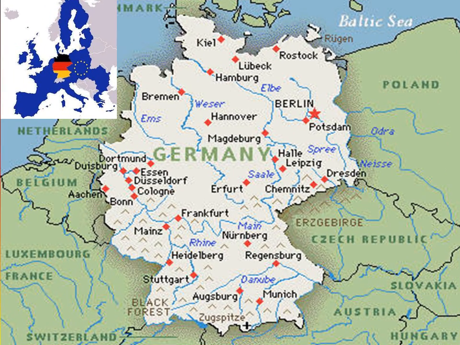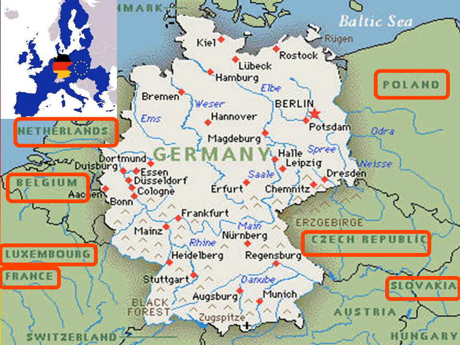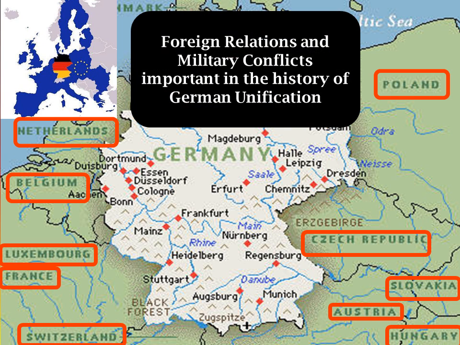So this is a map of Germany today. If you look in the upper left-hand corner, you can see where Germany exists in terms of Europe. And if you look closer in at the big map, you can see that there are a lot of countries that share a border with Germany. So it's no surprise that the history of the unification of Germany has a lot to do with foreign relations and military conflicts.